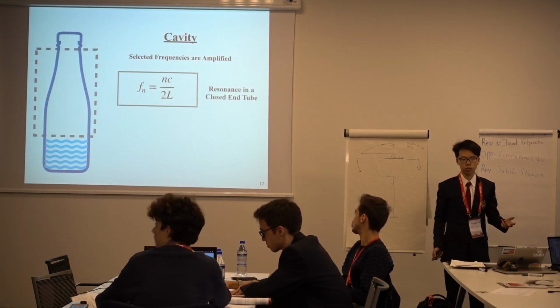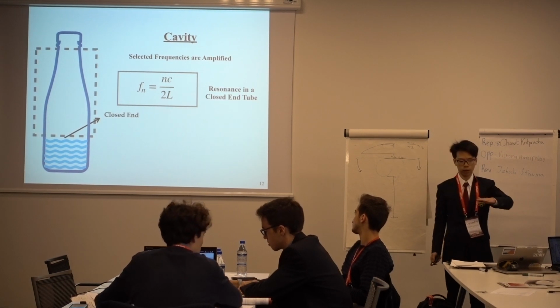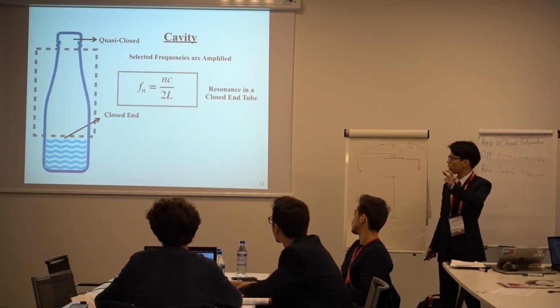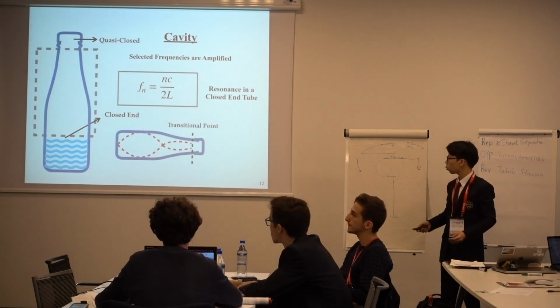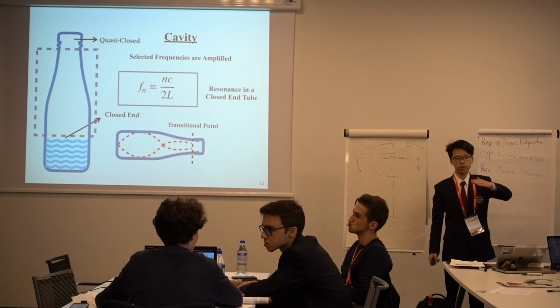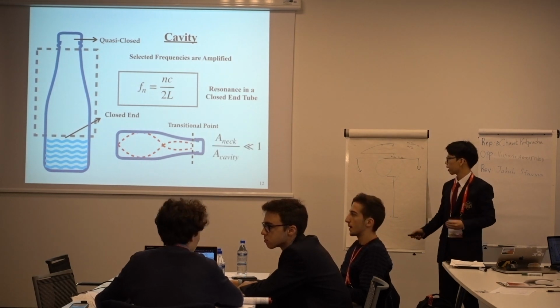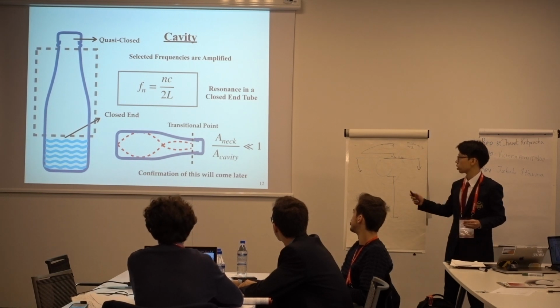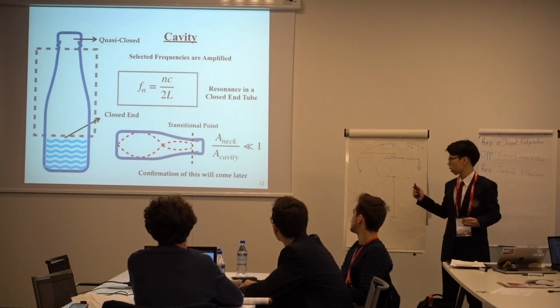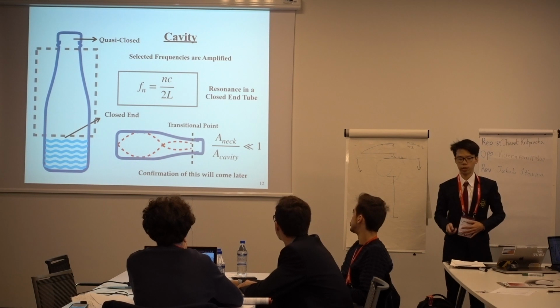The reason it's a closed tube is because, one, the water acts as a reflector, and the transition between the cavity and the neck acts as a quasi-closed end, and I'll explain. While it is at the transitional point, while it is an antinode, when the area of the neck is much less than the area of the cavity, we can assume it to be a quasi-closed point. And we will experimentally confirm this later.